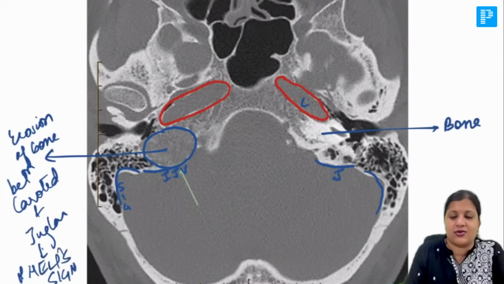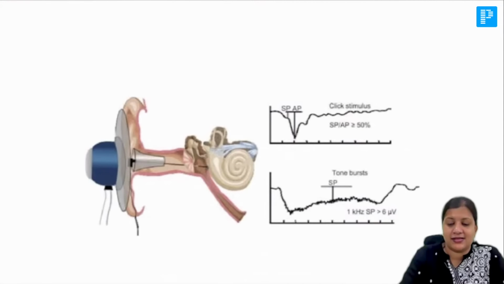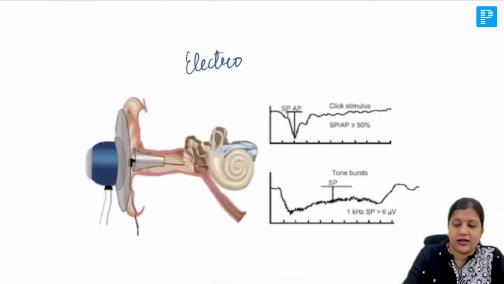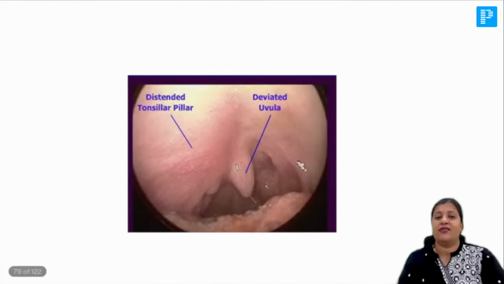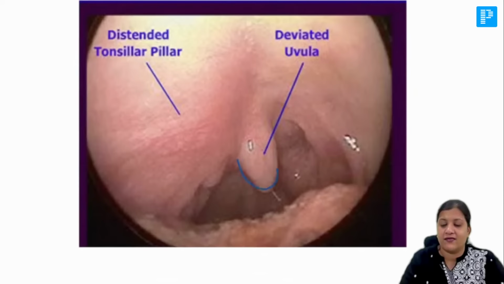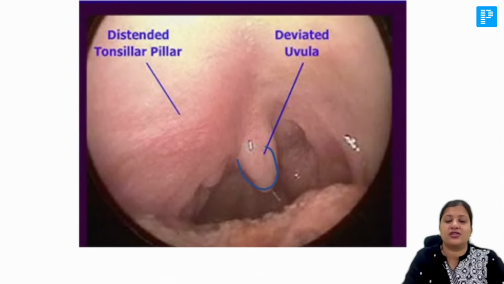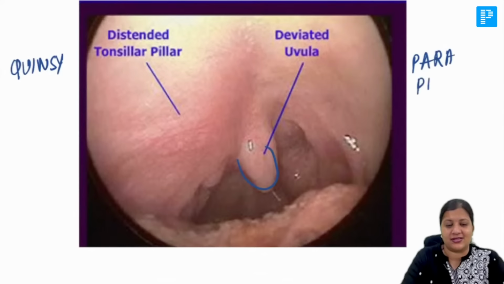Yeah, so this sign is called Phelps sign. Now, we've already discussed this is nothing but your electrocochleography. We did one MCQ in the very beginning of it, but just to revise the images, I'm showing it to you. Whenever you see a distended tonsillar pillar with uvula deviated to one side, what are the two differential diagnoses? One, it could be quinsy, or second, it could be a parapharyngeal abscess, correct?